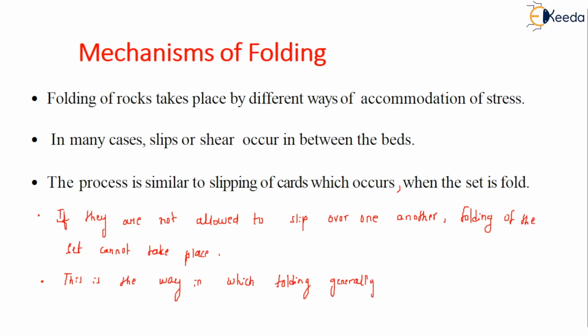Folding generally occurs mainly in the case of hard and competent rocks. What is the example? Like quartzites.